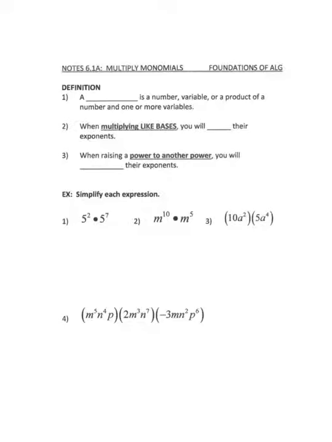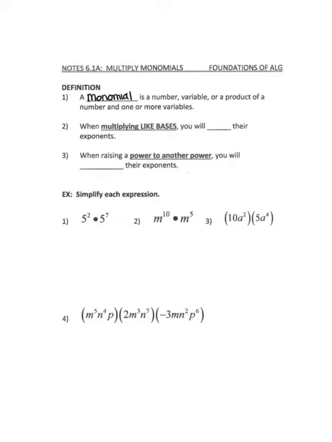Alright, in 6.1a, we are going to talk about multiplying monomials. The first thing we want to learn is what is a monomial. So first off, a monomial is a number, variable, or a product of a number and one or more variables.